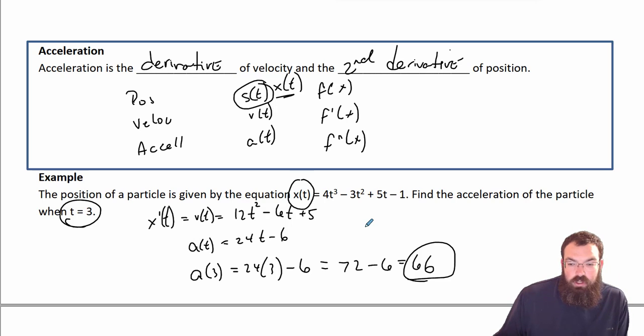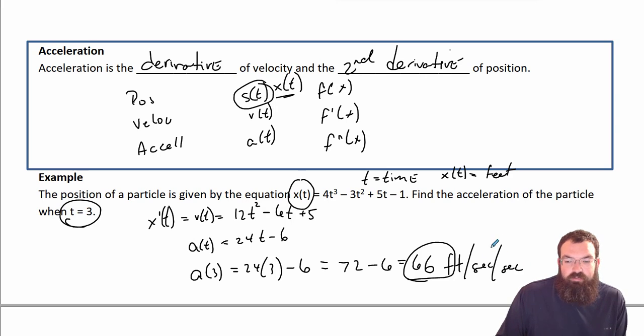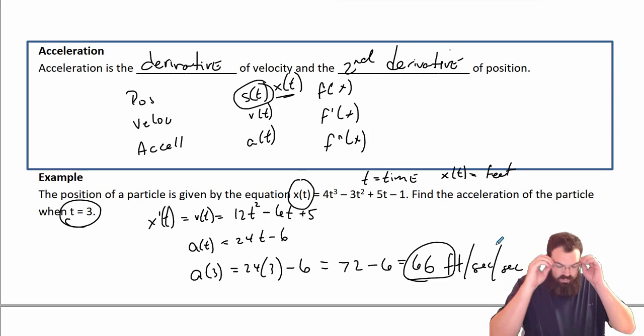Okay, we don't know the units, so we can't put units on that. But say if t was in seconds and x of t was in feet, then this would be 66 feet per second squared. That's how we would write that.